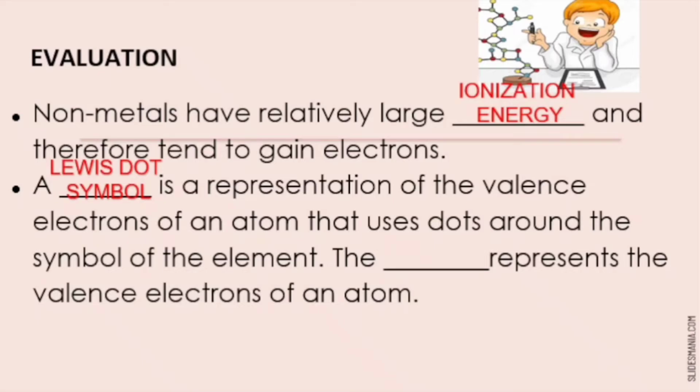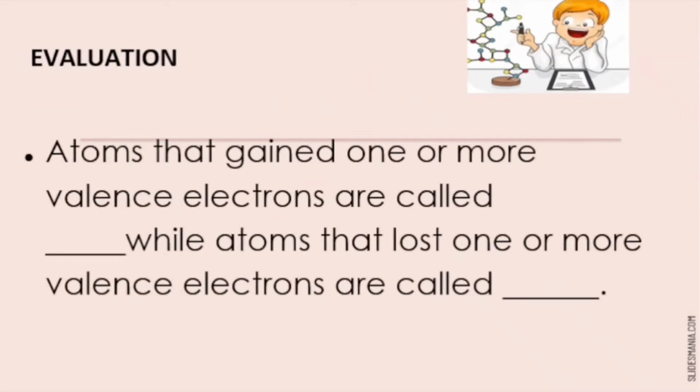A Lewis dot symbol is a representation of the valence electrons of an atom that uses dots around the symbol of the element. The dot represents the valence electrons of an atom. Atoms that gained one or more valence electrons are called anions, while atoms that lose one or more valence electrons are called cations.